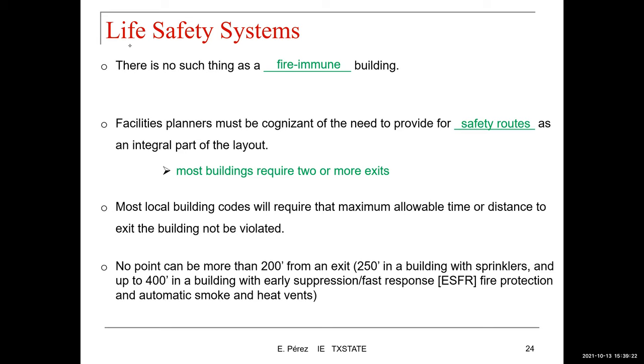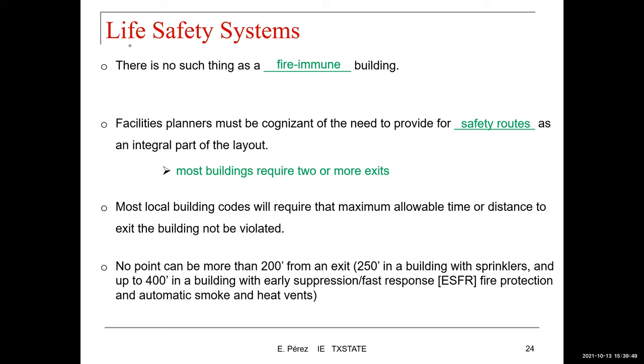Most local building codes require that the maximum allowable time or distance to exit the building not be violated. For example, you will have a predetermined distance and you have to provide an exit from that point to the closest door, and no point can be more than 200 feet from an exit.